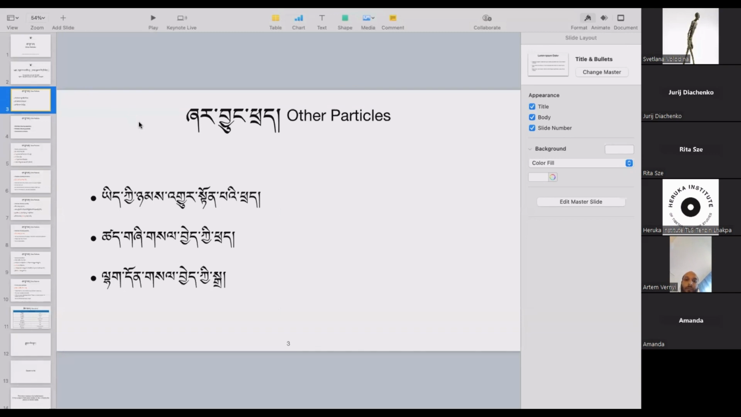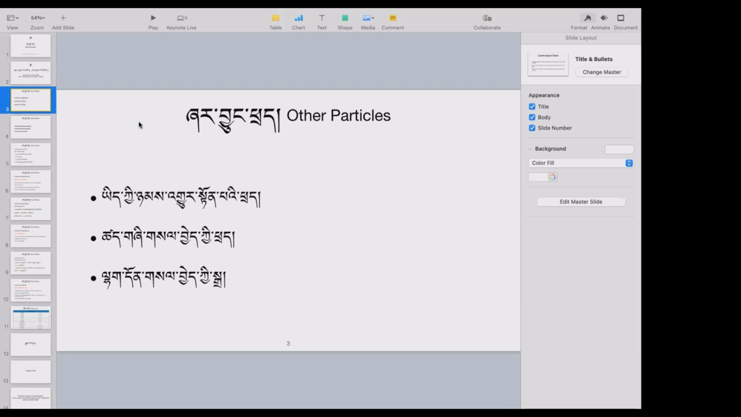Then the final one is, Tautun means something that has still not been stated, meaning that something that is yet to be, something that is still left to be stated. Something that has to be stated after something. So it's more like continuation of statement. So continuative particle.